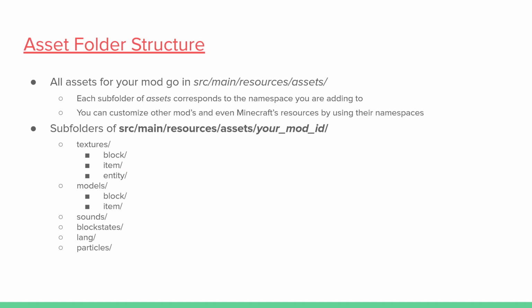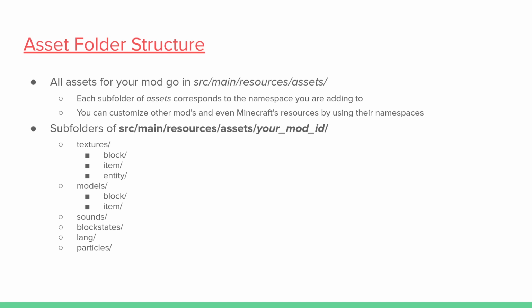So the structure of folders within the assets folder, which you should notice in your project you have an assets folder. It's in source, main, resources, and then assets. Assets store all the associated client-side content within your mod. Each subfolder within the assets folder, at least in your mod, will correspond to the namespace of any resource location. So if you wanted to add stuff for your mod, you would put it in a subfolder with your mod ID. And you can actually customize other mods and even Minecraft's namespaces by just putting them in there.